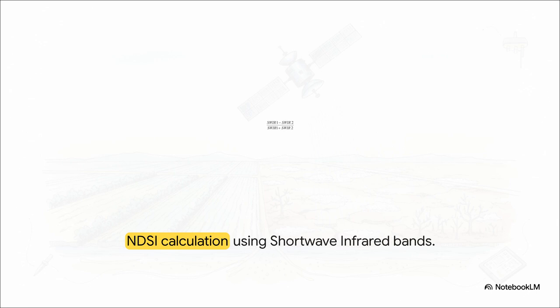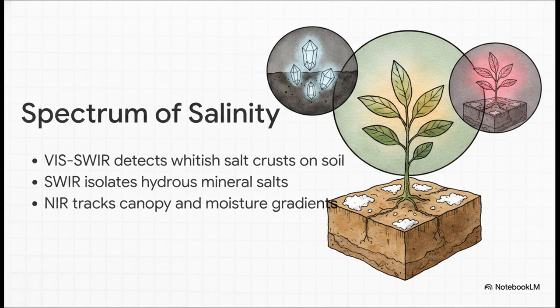It's amazing. Because different materials bounce light back in completely different ways, we have to look across the whole spectrum of salinity. The visible to shortwave infrared range is really vital for spotting those whitish salt crusts on bare soil. But when you isolate specific bands, like shortwave infrared 1 and 2, that targets the diagnostic absorption features of hydrous mineral salts. Meanwhile, the near-infrared bands help us track moisture gradients in the canopy and soil. It's kind of like putting on 3 different pairs of specialized glasses all at the exact same time.